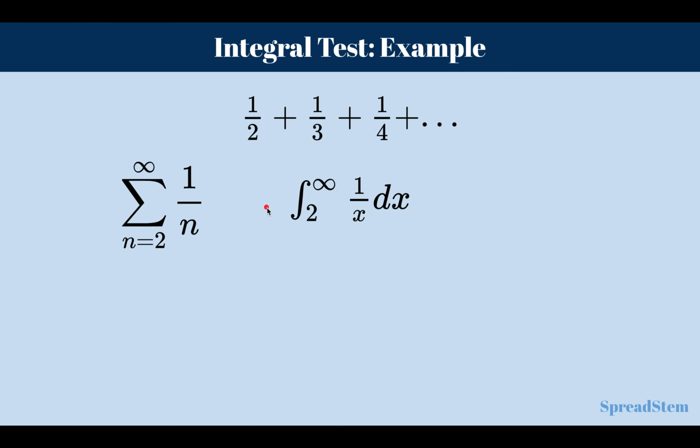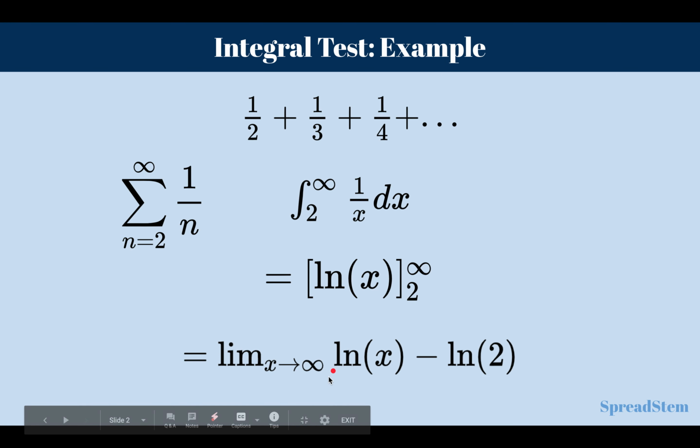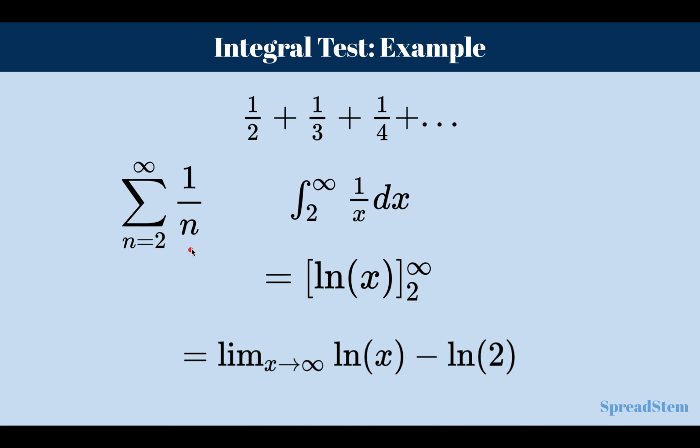This can be translated into the integral from 2 to infinity of 1 over x dx. When we evaluate it, we see ln of x from 2 to infinity. We know that the limit as x approaches infinity of ln of x diverges. So this integral diverges, meaning the series also diverges. So if you add 1 over 2 plus 1 over 3 plus 1 over 4 and so on, you don't end at a fixed number. So using the integral test, we were able to see that this series diverges.